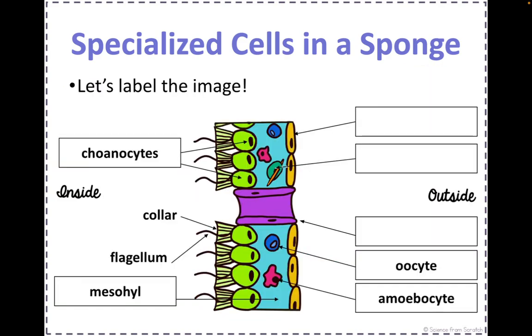Back to your labeling picture. Amoebocyte in general, it's got this kind of pinkish color. It's got that amoeba shape to it, not very cylindrical. And then the oocyte, if it was to be changed into a female egg cell, would be this dark blue.